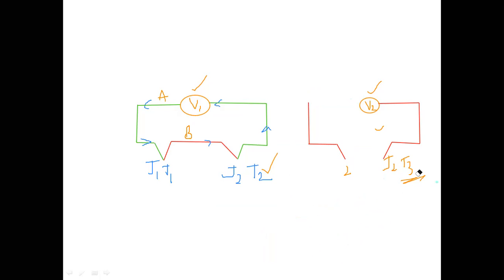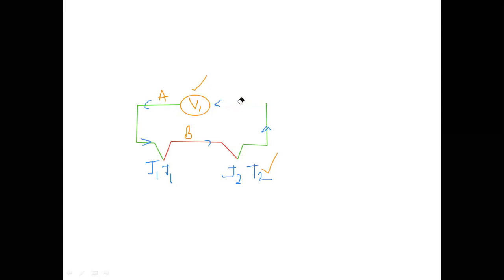Now the law of intermediate junctions. Here I'm introducing a thermocouple with metal A, metal B. I'm getting voltage V1 here, which is proportional to T2 minus T1. Everything is the same here, and here what I'm doing is inserting another material. This is metal A, and now I'm inserting another material here.